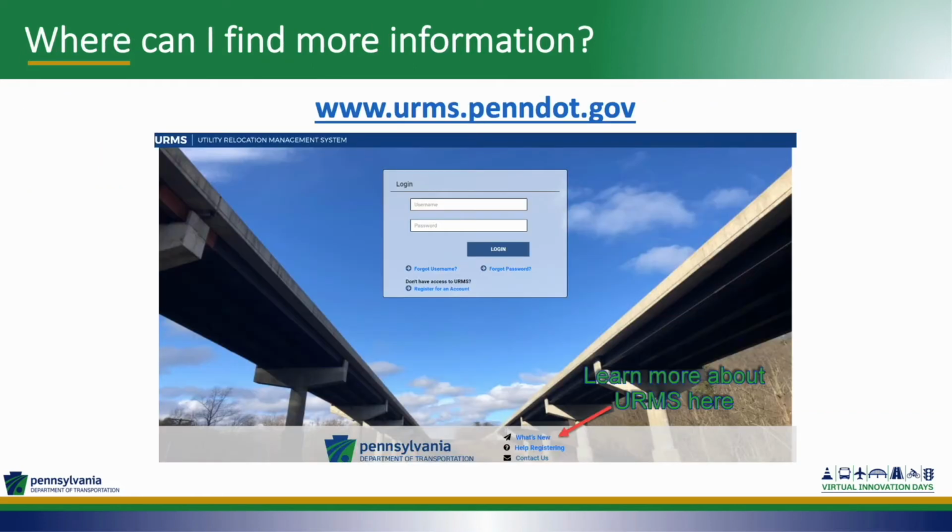So again, that was quite a bit of information in a short period of time, and our application has so many features that it would be difficult to even do this in an hour. But I would encourage everyone to utilize the link on the page here. You can go to www.urms.penndot.gov, and once you get there, we have a couple various links here on our home page.